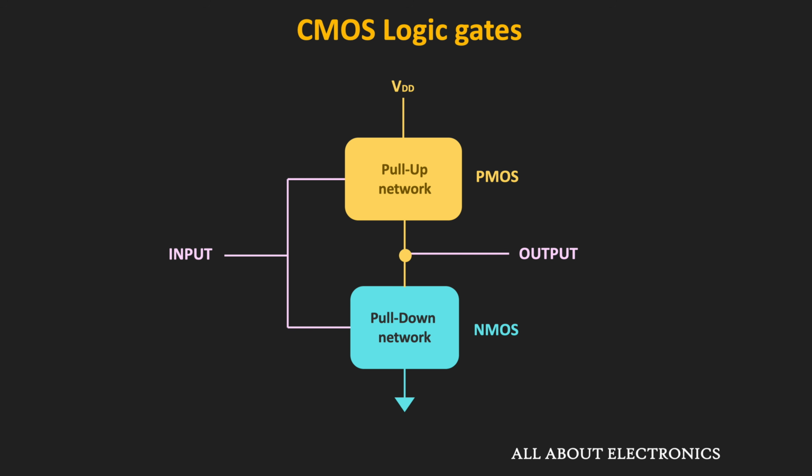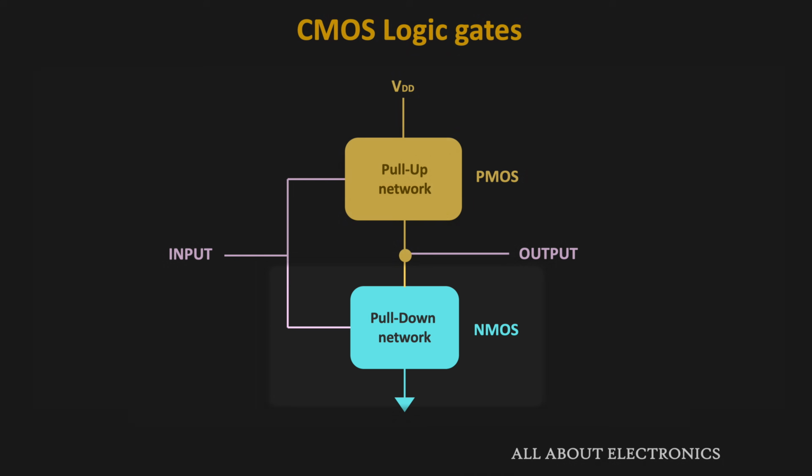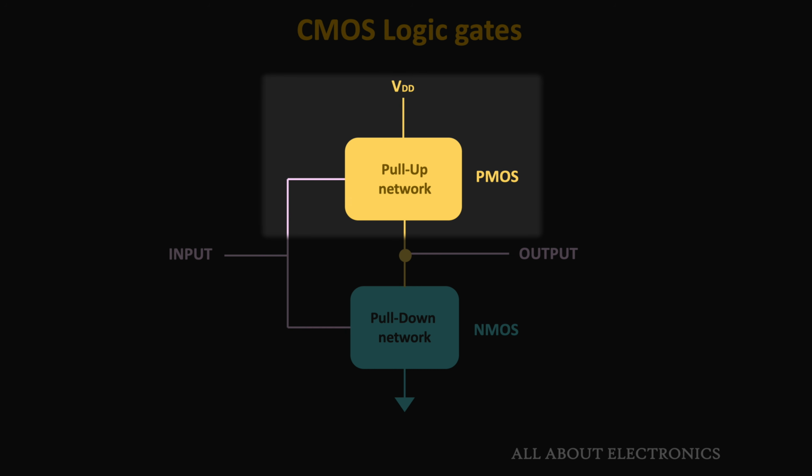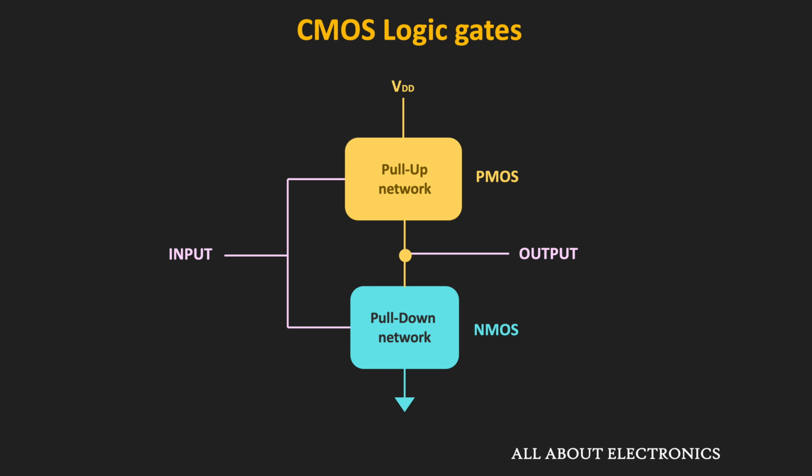So step by step, we will understand why, in the CMOS based logic gates, the NMOS is used as the pull down network and the PMOS transistors are used as the pull up network, and why the CMOS based logic gates consume very low power. And after that, we will see how to implement the different logic gates using the CMOS logic.